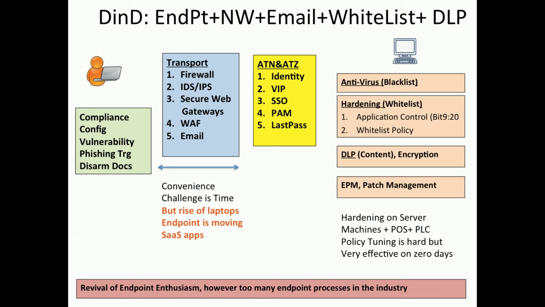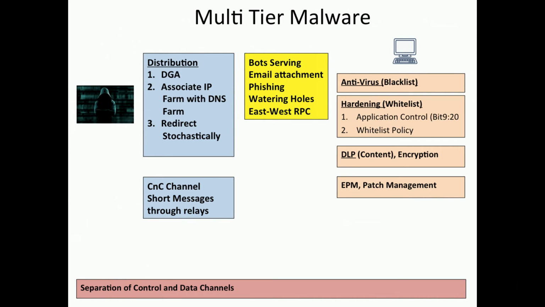What are the challenges as it stands? At the endpoint, you have too many technologies. You have a whitelisting technology, which is hardening. You have a blacklisting technology, which is anti-malware. Content classification, which is DLP. EPM, patch management, a whole lot of technologies. How do you run all of them?